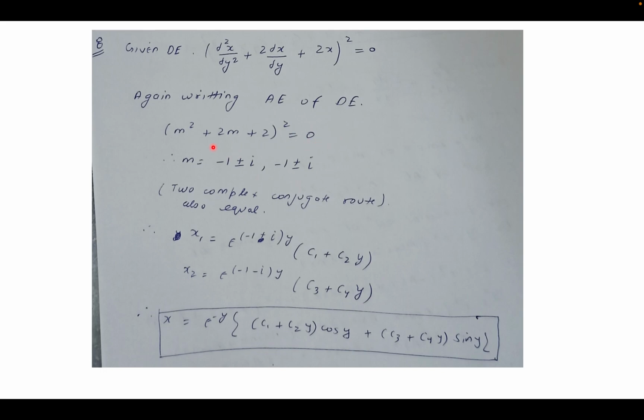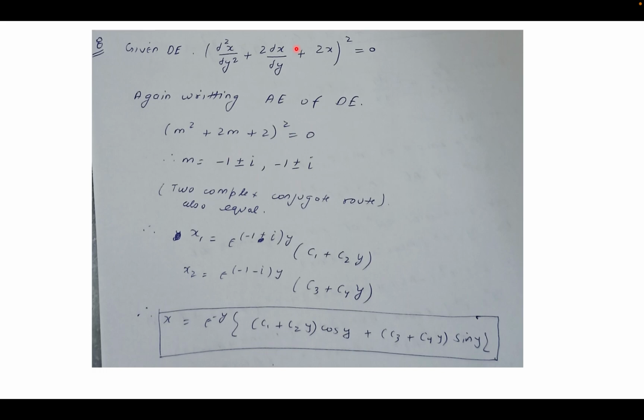Now if you try to find the values of m which satisfy this biquadratic equation, you will get two equal roots, and they are also complex conjugates of each other. So basically you have -1 ± i and again -1 ± i. Since you have two equal roots, you will have to put the function like c1 + c2y, as I told you, because if you have equal roots, then you need a c1 + c2y type of function.